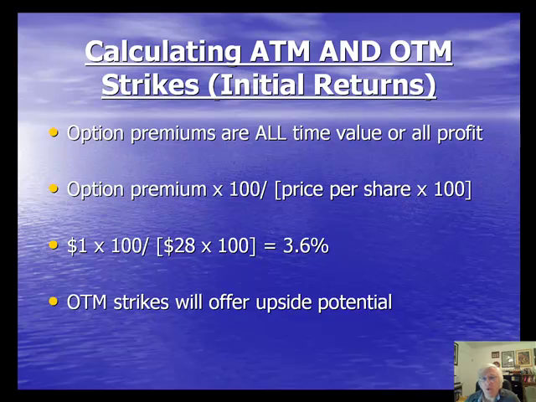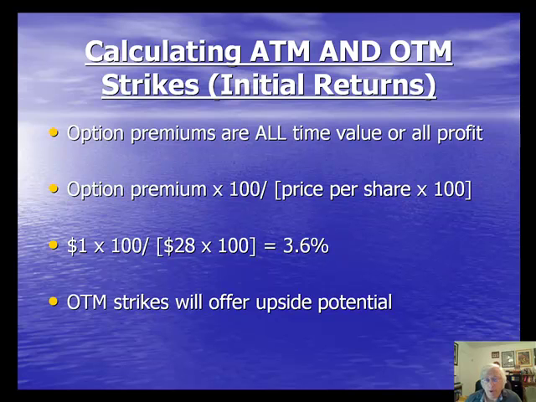Our option premium is all time value, or all profit. If you remember from our option basics lesson, the option premium consists of time value and intrinsic value. Intrinsic value relates only to in-the-money strikes. So for the at-the-money and out-of-the-money strikes, there is no intrinsic value. It's all time value. So the formula is as follows. You take the option premium and multiply it by 100 because there are 100 shares per option contract. You divide that by the price per share times 100, our cost basis.